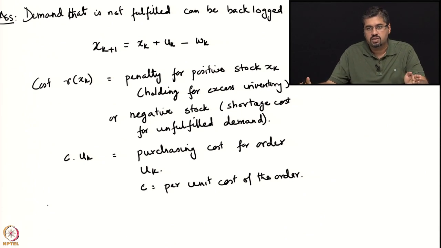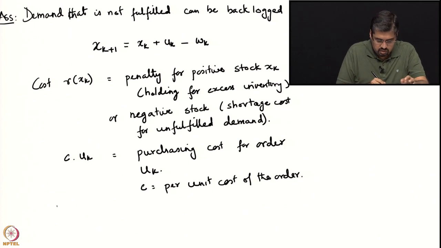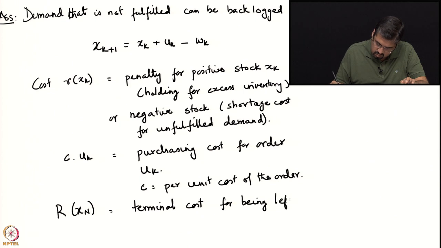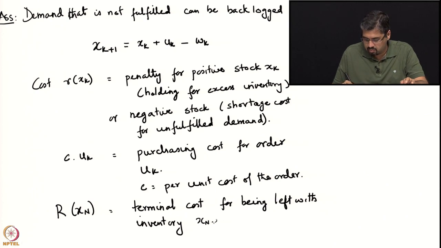Because we are taking a time horizon of n, it is possible that we will end up with some amount of inventory at the end of the time horizon. So there is also, in addition to this, a terminal cost. Okay, so capital R of xn is the terminal cost for being left with inventory xn at time n.